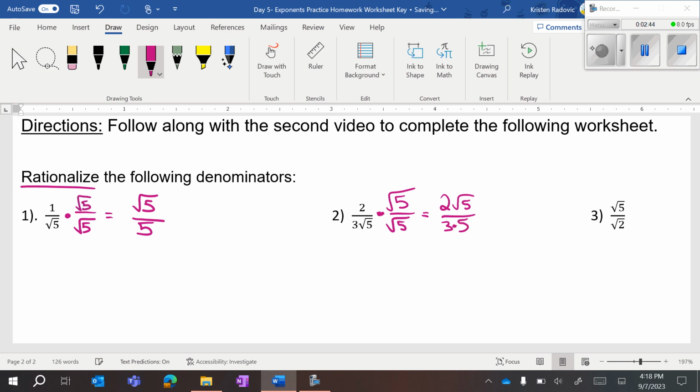I'm going to clean this up a bit. I have 2 radical 5 in the numerator. And in the denominator, 3 times 5 would give me 15. So now this is rationalized because there is no radical in the denominator. For the very last one, the radical 5 is finally okay because it's in the numerator. But the radical 2 is in the denominator. We don't like that, so I'm going to get rid of it.